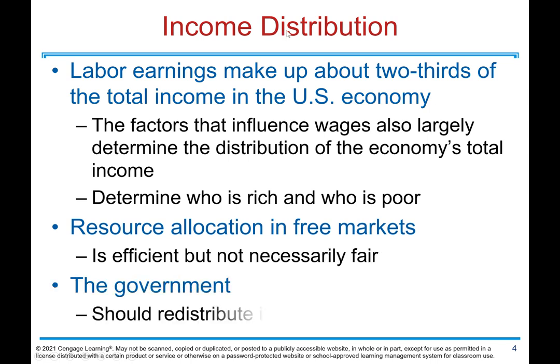Income distribution. Labor earnings make up about 2/3 of total income in the United States economy. The factors that influence wages also largely determine the distribution of the economy's total income. They also determine who is rich and who is poor.